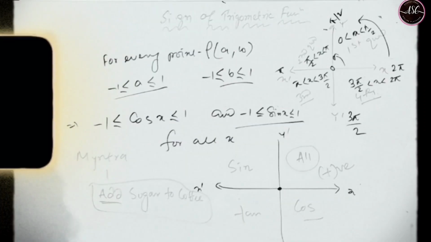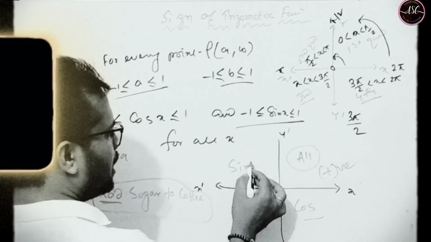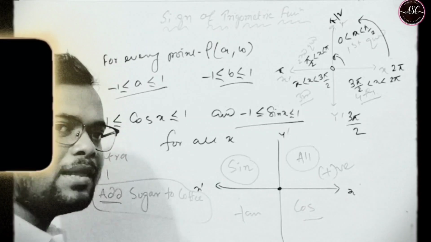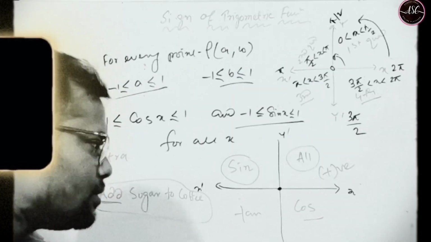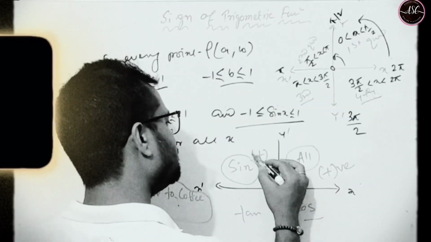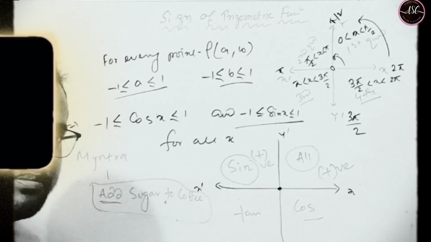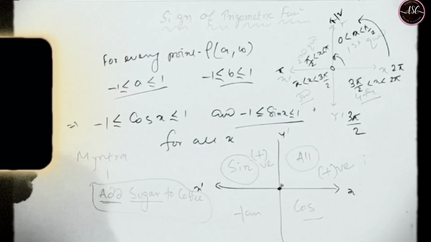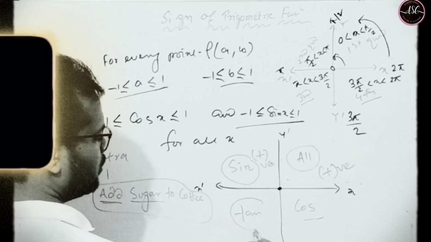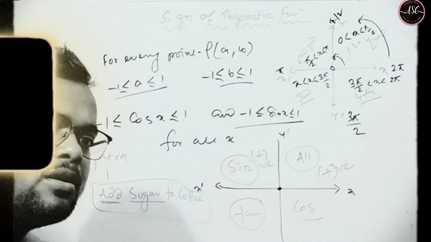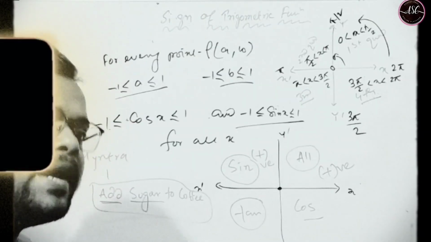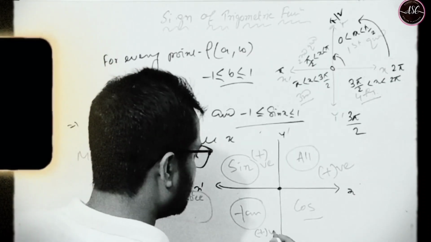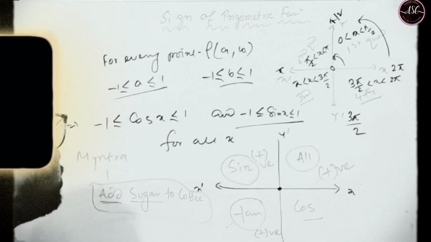So add. Here in the second quadrant, the sine and the reciprocal of sine, that means cosecant, will be positive and the rest will be negative. So for sine we write sugar, and in the third quadrant only tan and its reciprocal will be positive and the rest will be negative. That means tan and cot will be positive.